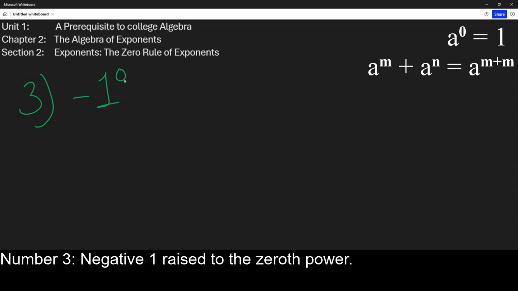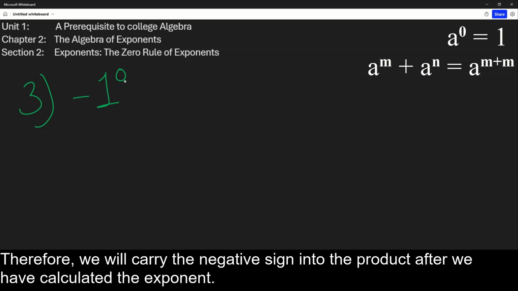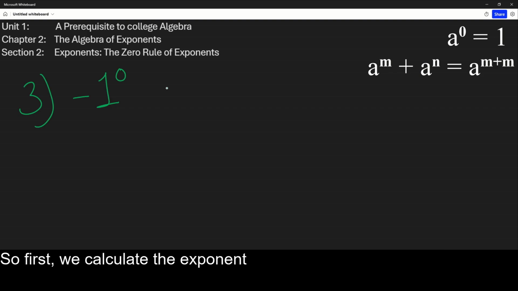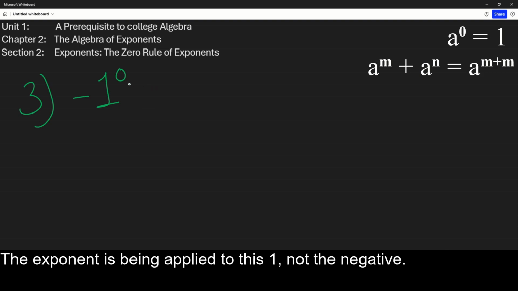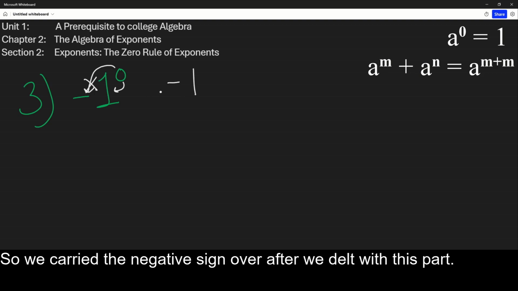Number 3, -1 to the 0th power. Here we have the negative sign outside of the exponent's range. Therefore, we will carry the negative sign into the product after we have calculated the exponent. So first we calculate the exponent. The exponent is being applied to this 1, not the negative. So we are left with -1. So we carried the negative sign over after we dealt with this part.